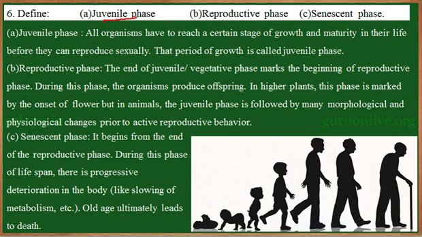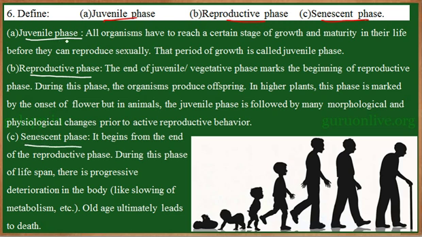Define juvenile phase, reproductive phase, senescent phase. Now students, all these phases, juvenile phase, reproductive phase and senescent phase, they are the phases of the life cycle. So the lifespan, it is the phases of the lifespan. Now this lifespan is divided into three phases. The first one is juvenile phase, reproductive phase and senescent phase.